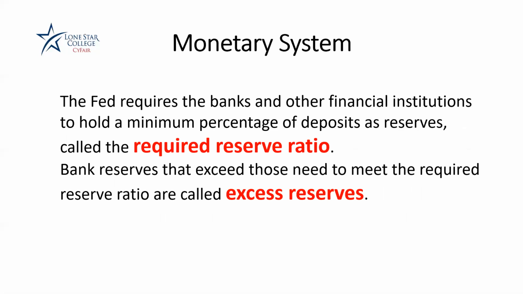Now let's look at some important terminologies that we're going to use in the future. The first one is called required reserve ratio. All the commercial banks, financial institutions, and credit unions have to put money aside at the Federal Reserve, and it is called required reserve ratio, okay? If you're a commercial bank, by law you have to put a minimum percentage of your deposits aside, and that money goes to the Federal Reserve. That money is called required reserve ratio.